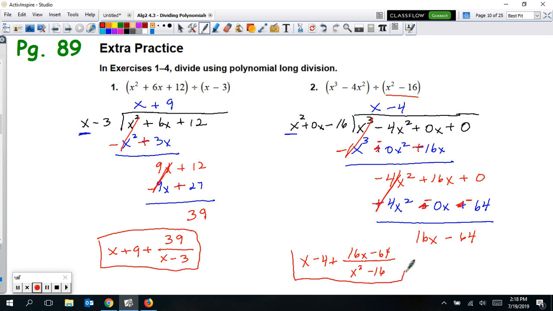Now the only thing we could maybe do is simplify this remainder a little bit, because we could factor out a 16 from this, and this can be two binomials here. So you might be able to cancel out something here, so you could simplify this fraction here, but I'm going to leave it that way for now.